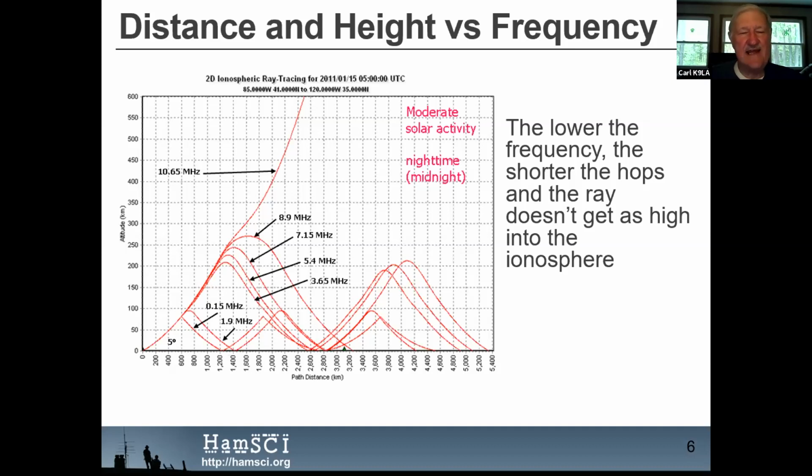In fact, you can see down at 0.15 megahertz, which is kind of close to our 2200 meter band, the ray doesn't get very high into the ionosphere. And that can lead you to conclude why Loran C was down at 100 kilohertz, because it was not affected as much by geomagnetic field conditions and flares and all that kind of stuff. So this is good to know: the lower the frequency, the shorter the hops.